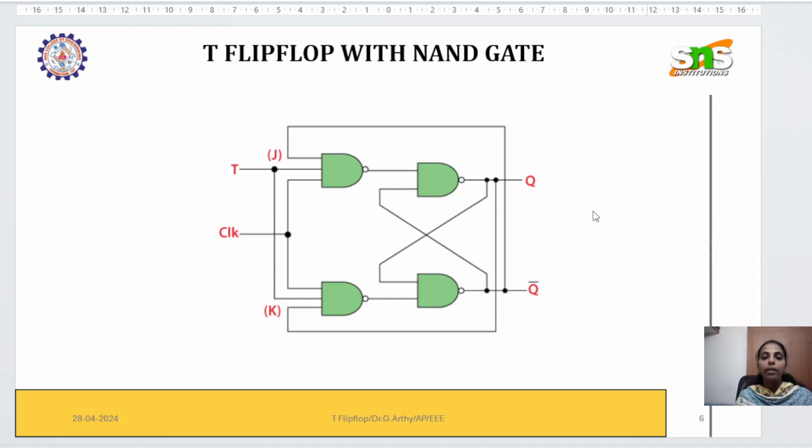If you see here, the circuit diagram is the same as that of the JK flip-flop, right? Can you see, this is J and this is K. So we have interconnected J and K, and a single input will be given here which forms T. So here we'll be having only two conditions, when T is equal to 0 and T is equal to 1. When T is equal to 0, J and K will be equal to 0. When T is equal to 1, J and K will be equal to 1.